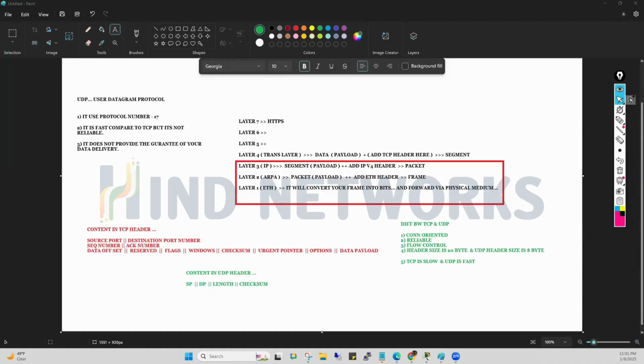Now come to UDP. In UDP, everything is the same. The source port number is the same, the destination port number is the same. Length specifies the total length of the UDP header and data. Length means header plus data. And checksum has the same use, for integrity. I hope now you understand each and everything, how in the OSI model our complete data packet is encapsulated from layer 7 to layer 1. So guys, this is all about the OSI model. I hope you understand.